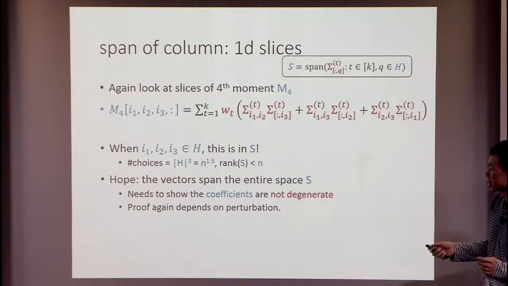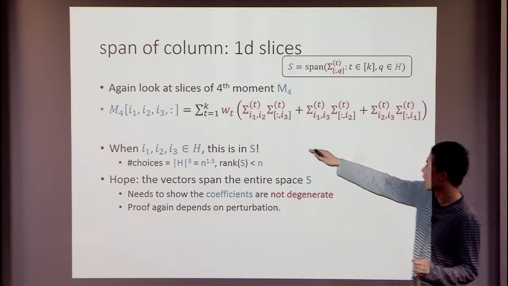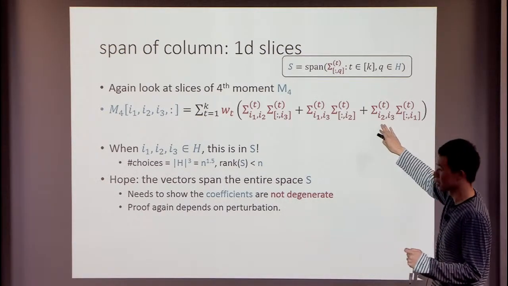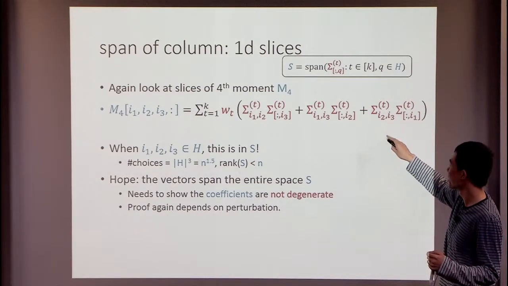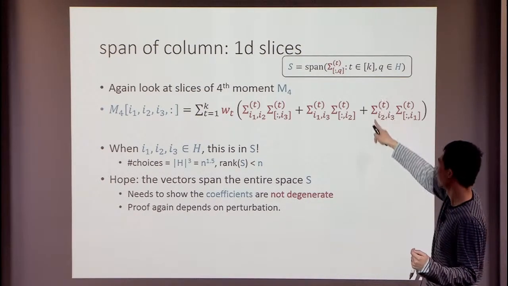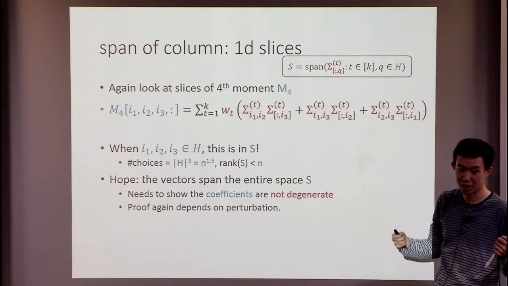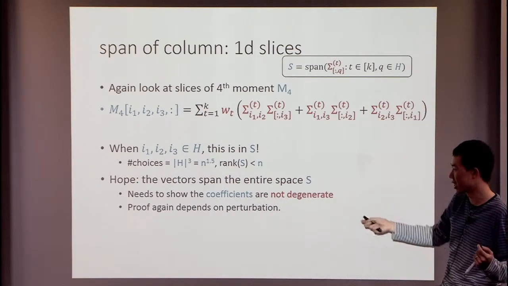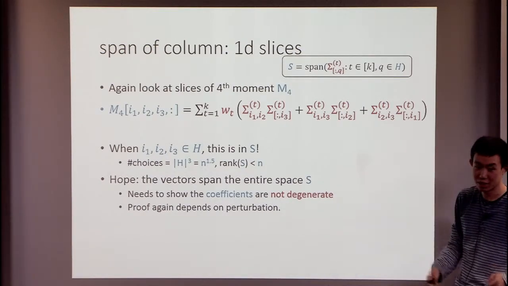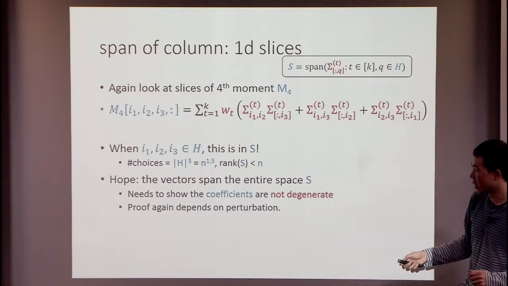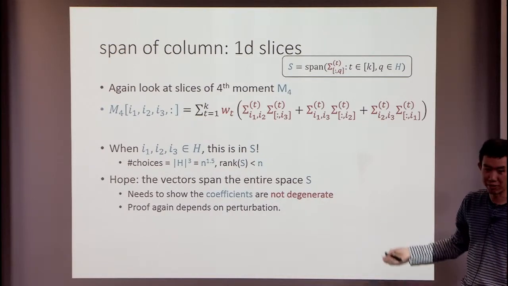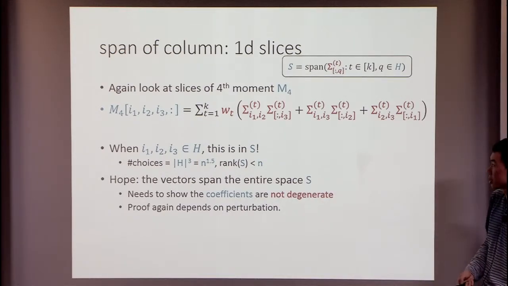In order to show that, we need to show that these coefficients are not degenerate. But what are these coefficients? Well, these coefficients are just entries in the covariance matrix, which by assumption are randomly perturbed. So it's very likely that the coefficients are not degenerate. And the proof again depends heavily on this smoothed analysis setting. So that's how we get the span S.